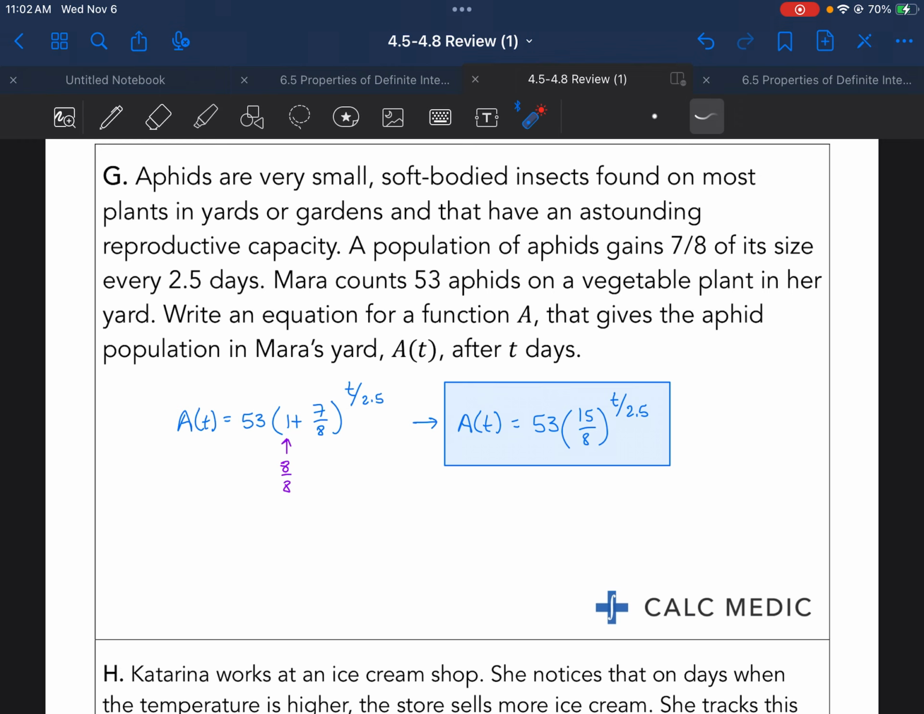and this population is gaining 7/8 of its size. So 1 plus 7/8. Now, you could turn it into a decimal if you want to, but I went ahead and kept it as fractions. So to add 1 plus 7/8 together, notice that 1 is 8 over 8. 8 over 8 plus 7 over 8 is 15 over 8. And notice in the equation, we have t divided by 2.5, okay? Again, it's gaining 7/8 of its size, but it's every 2.5 days, not every day. So we're dividing by 2.5 to take that into account.